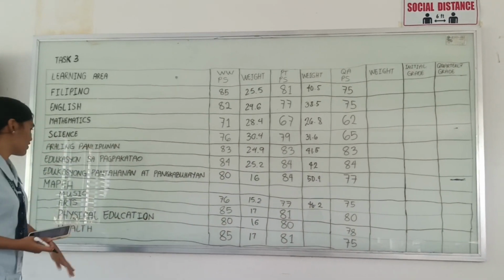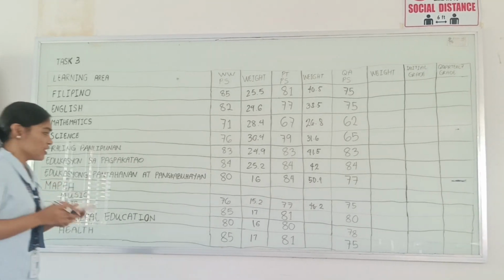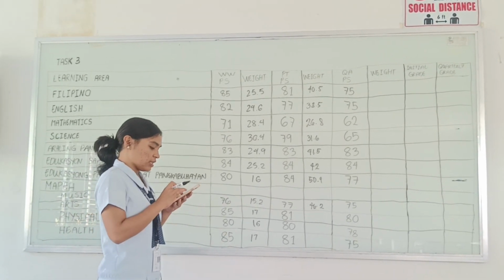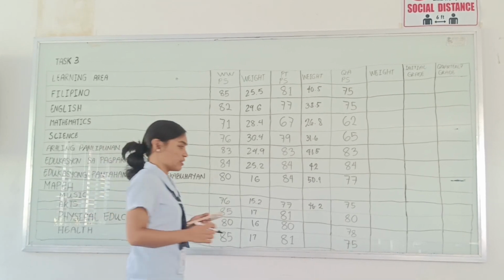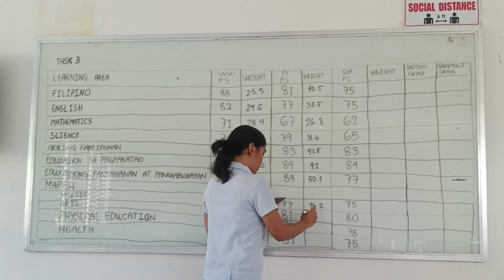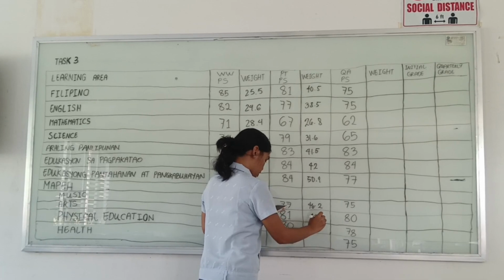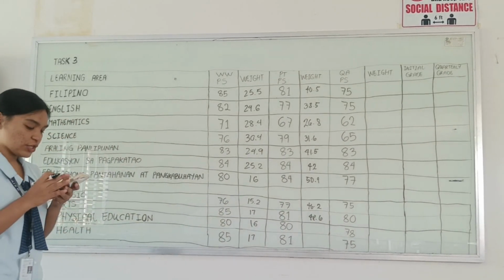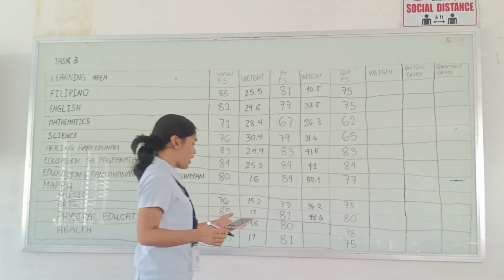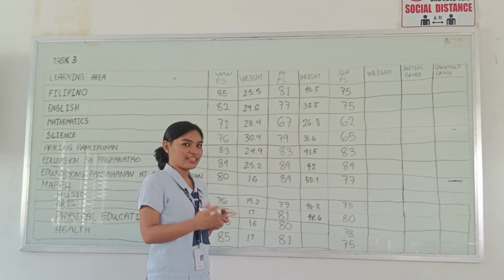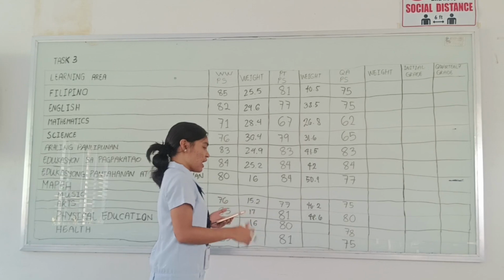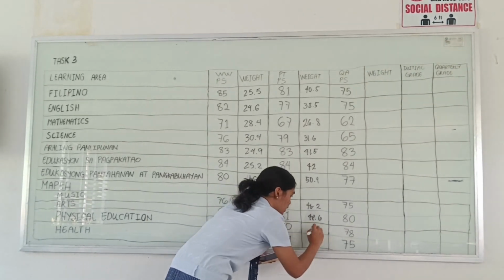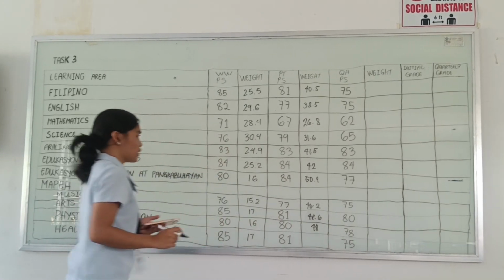Next is the arts. We will have an 81 partial score for the subject, and this will be multiplied by 60%. So we have 48.6. Next is physical education. We will have 80 as its partial score, and it will be multiplied by 60%. So we have 48 for this weighted score.